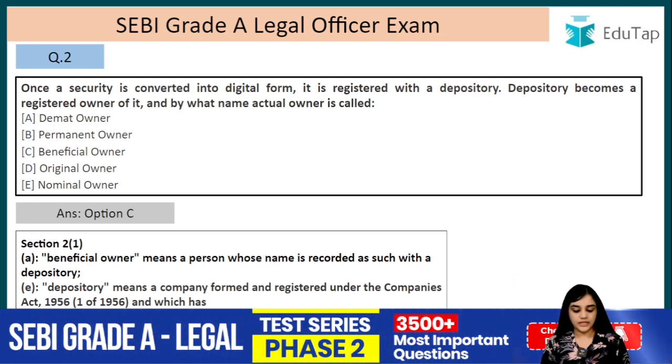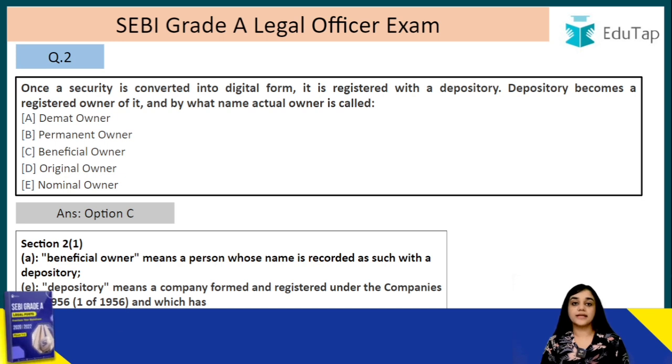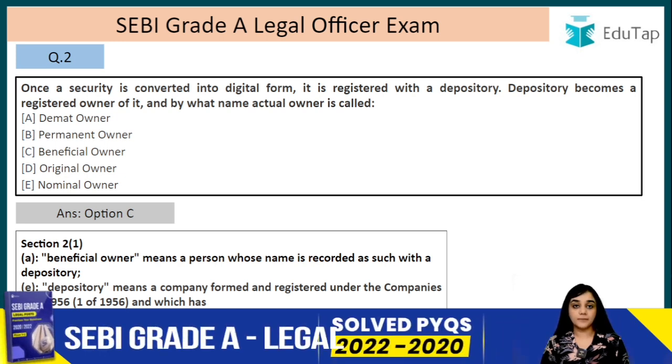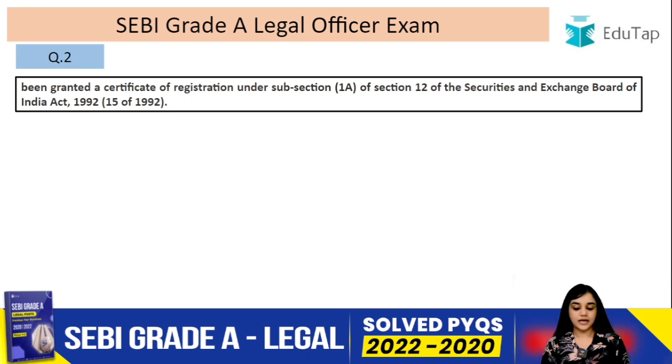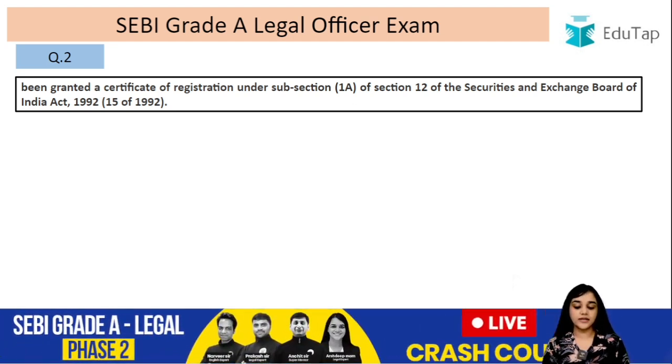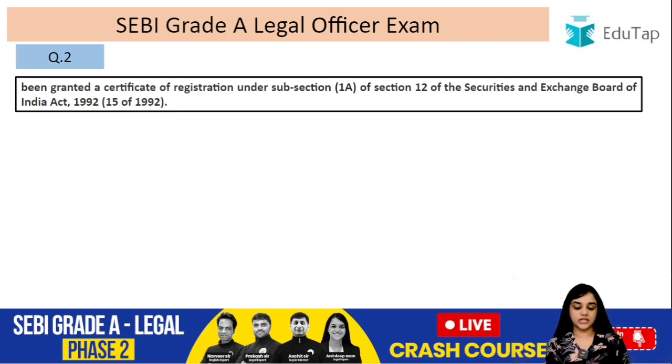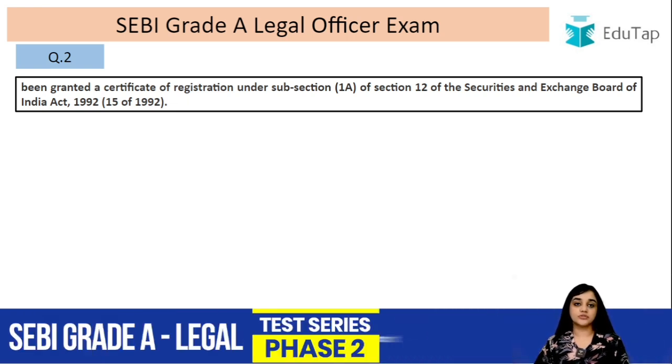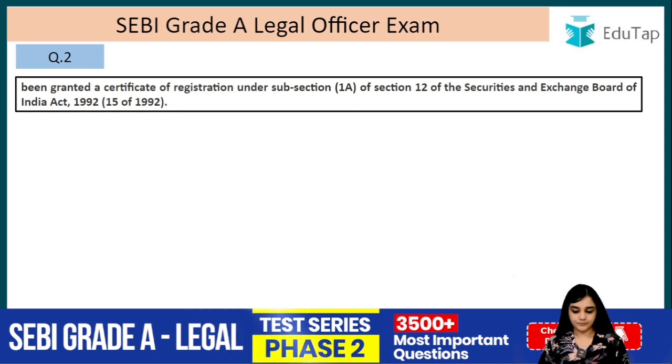Depository means a company formed and registered under the Companies Act 1956. So it is registered under the Companies Act 1956 and has been granted a certificate of registration. A depository cannot act as a depository without this certificate of registration, right? So it has been granted this certificate of registration under subsection 1A of section 12 of the Securities and Exchange Board of India Act 1992. I hope now this concept of depository, depository participant, beneficial owner, depository system is clear to you, right? Alright, moving on, question number 3.